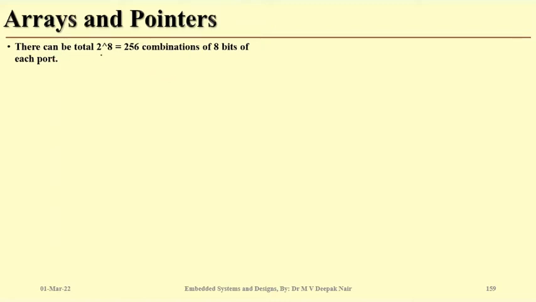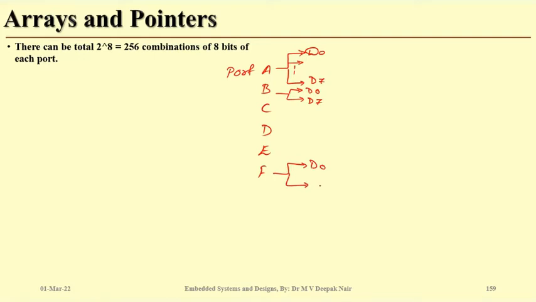Okay, so what are the things that we can note? We can note that we are talking about ports. When we are talking about ports, we know that there are port A, B, C, D, E, F. These are the ports which are available with the microcontroller or Cortex M4. Each port can have 8 different bits, so D0 to D7. Similarly for port B, D0 to D7, and similarly for port F, D0 to D7.